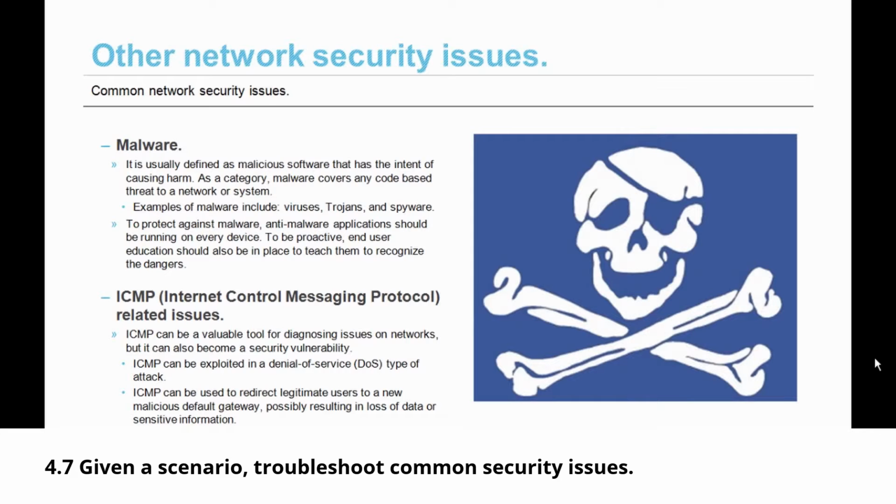The Internet Control Messaging Protocol itself may become a security issue. ICMP can be a valuable tool for diagnosing issues on networks, but it can also become a security vulnerability. ICMP can be exploited in a denial-of-service type of attack. ICMP can also be used to redirect legitimate users to a new malicious default gateway, possibly resulting in loss of data or sensitive information. It is now a best practice to deny ICMP requests on a router's outward-facing interface.